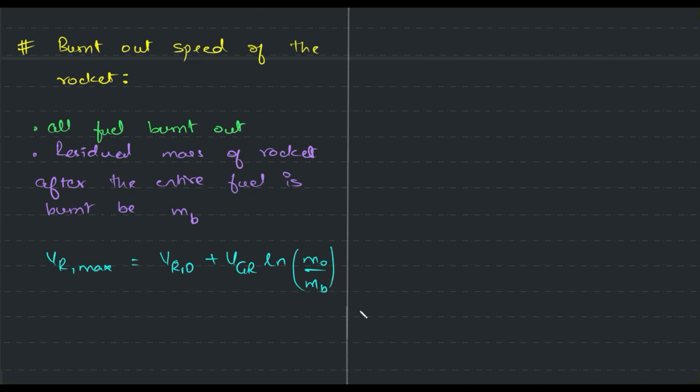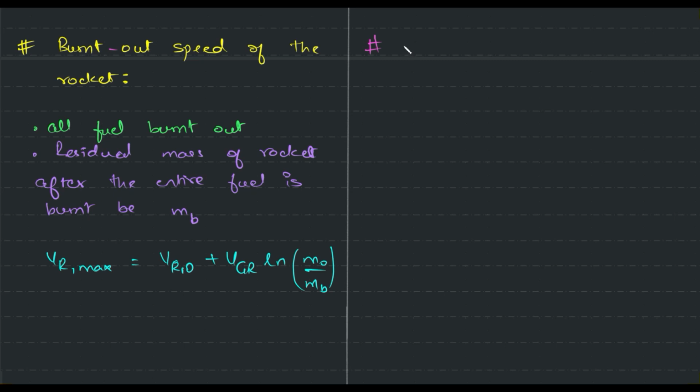That's it. So basically, this is the maximum velocity that the rocket will gain. A small expression, a small substitution. Actually, you don't need to memorize this. But yeah, you need to know the word burnt-out speed. I think there's a hyphen. It's a single word.